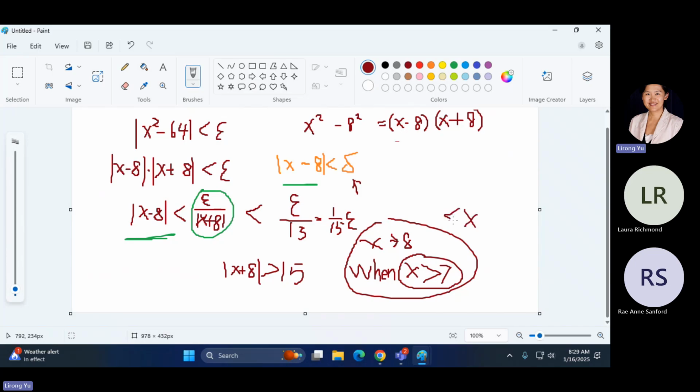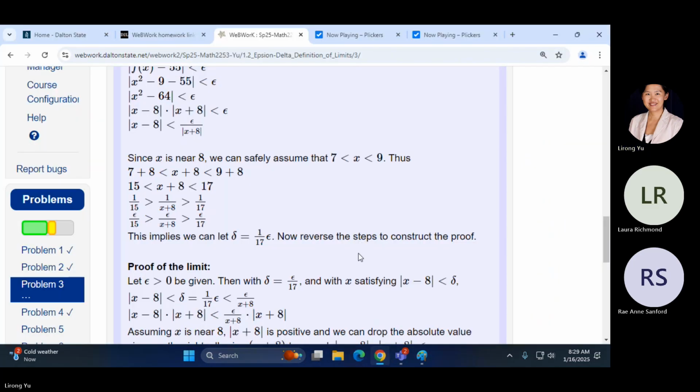There should be an upper boundary, so x should be bigger than 7 and less than 9, since there's an absolute value. So if that's the case, we will have x plus 8 bigger than 15, and it's a bit bigger than 15. Right, so if x is between 7 and 9, then x plus 8 is between 7 plus 8 and 9 plus 8. And x plus 8 is between 15 and 17.